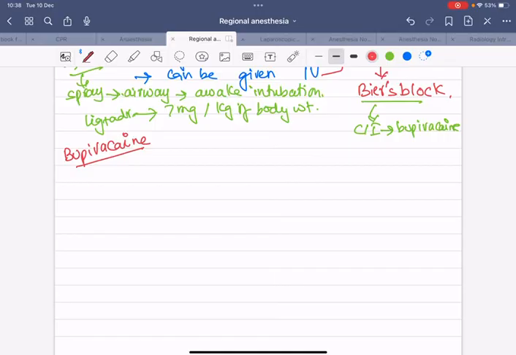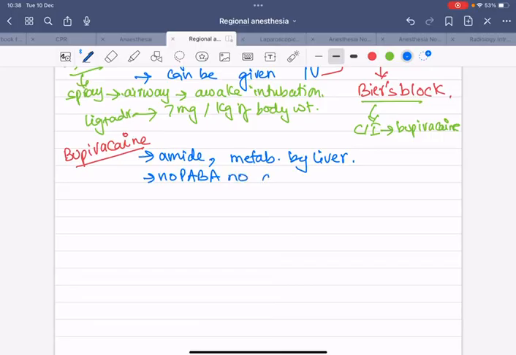So bupivacaine, see here, it is having what? It is having 2 I's. So it is which group? Amide group, metabolized by liver, no PABA, no allergy. Okay, most commonly used in differential block. We most commonly use bupivacaine.